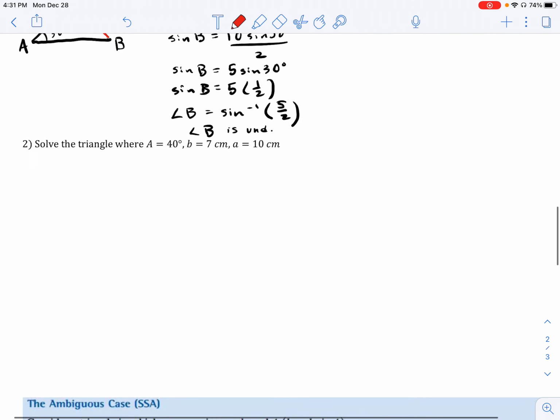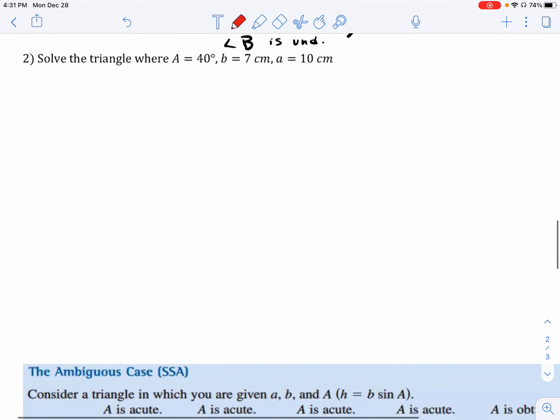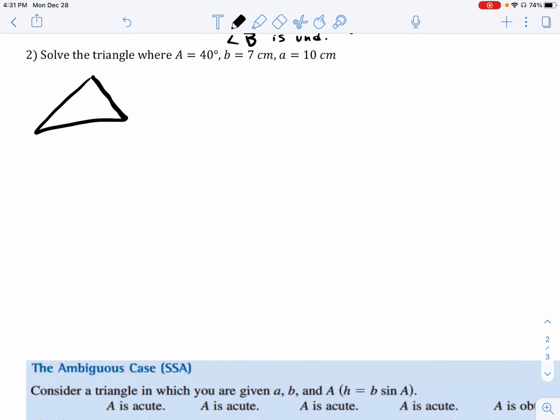Let's try another one. Now let's try a triangle where, again, I'll just draw an arbitrary triangle here right now. Whoa, that's an awful triangle. It's not much better, but it'll work. So we've got a triangle here. And again, I'm not too concerned about making this look really accurate. I just want to first identify what type of case we're given here.